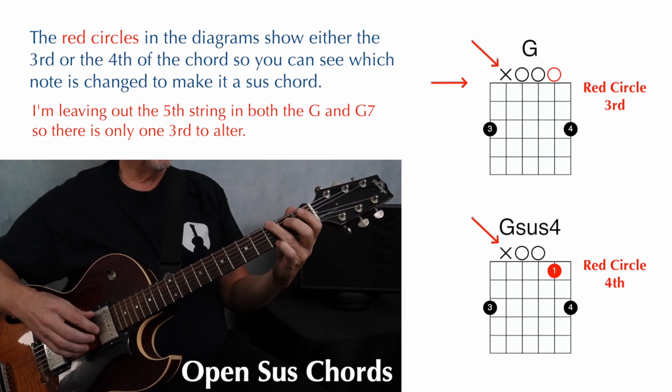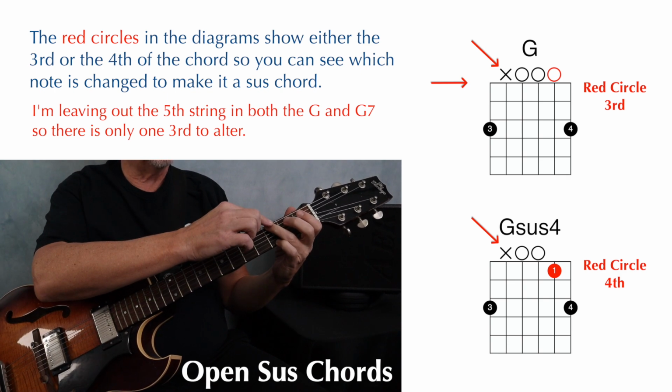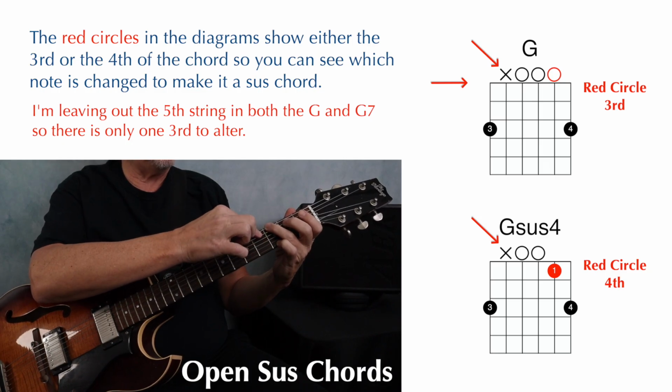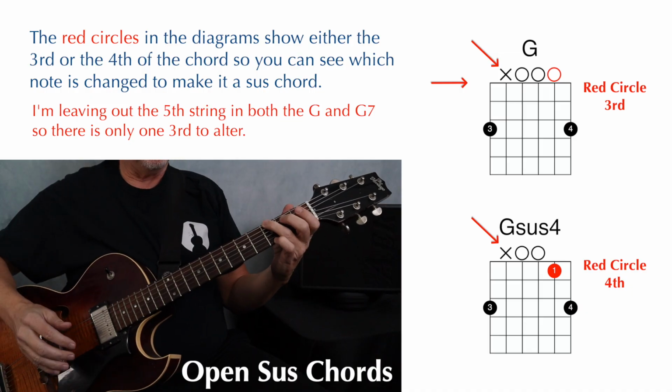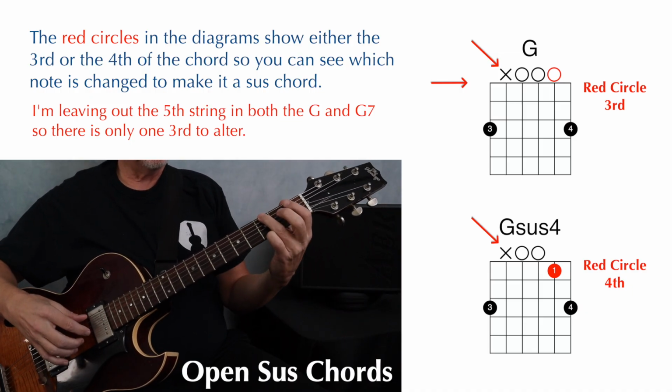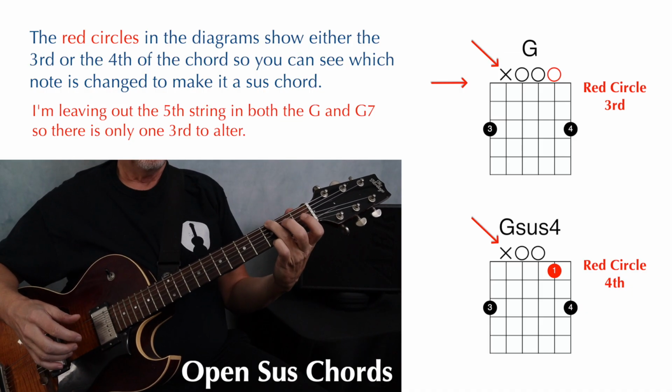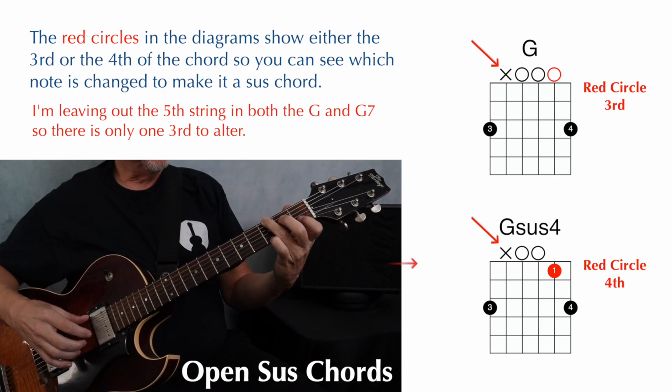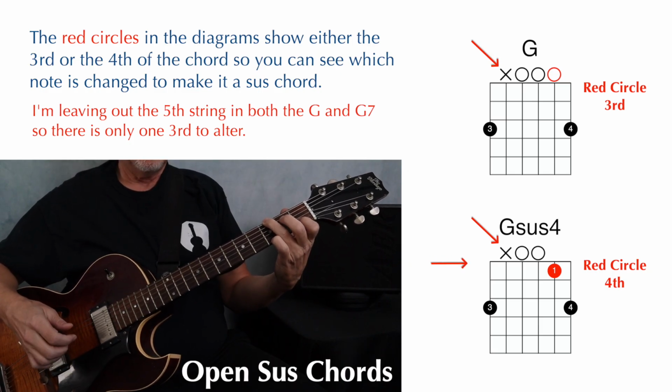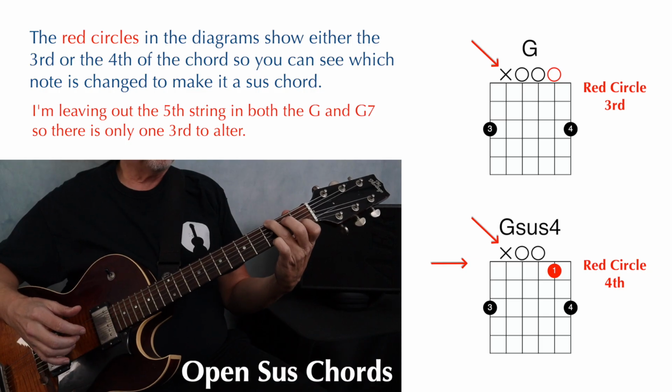If you're strumming, all you have to do is take your 3rd finger, flatten it a little bit, so that when you do strum the 5th string, it doesn't matter, you don't get a note. So G chord, I can raise the 3rd by putting my 1st finger down here, and G sus 4.